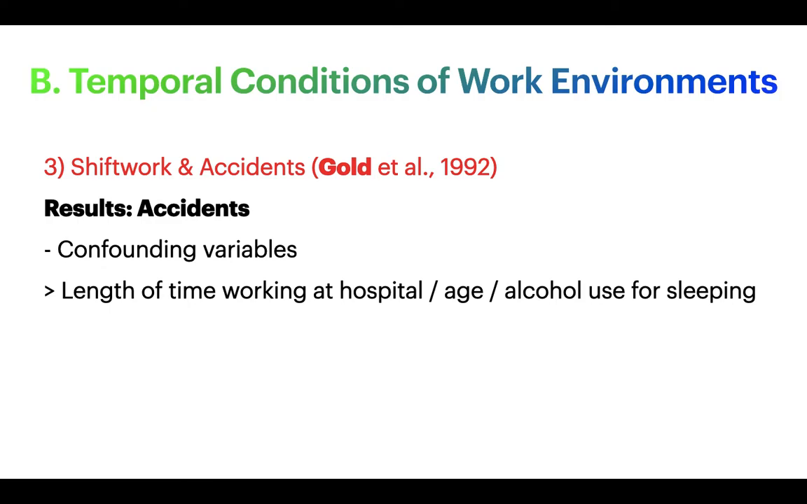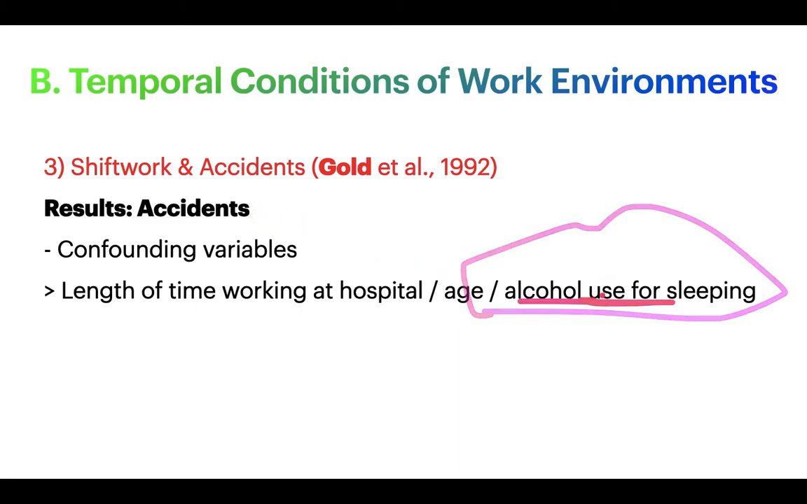Okay? Now, when it came to accidents at work, there were some confounding variables. For example, the length of time working at the hospital. People who work at the hospital longer are probably more experienced and have fewer accidents, right? Their age, right? People who are younger, maybe they're not so good at controlling their body. I don't know. People who are older, maybe more mature, or perhaps people who are very old may have more accidents because they forget stuff, maybe. Or people who use alcohol for sleeping.